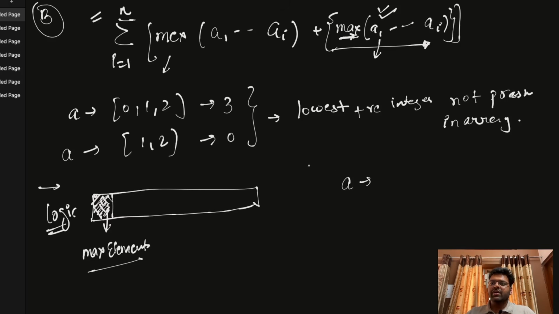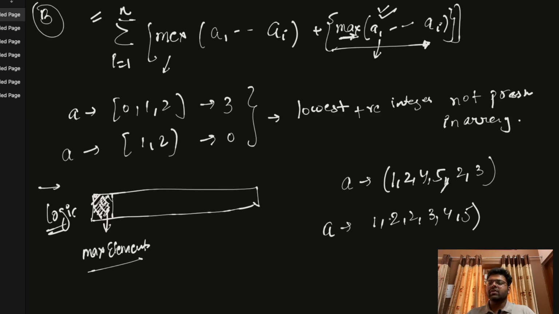We are able to think of it like that. Let's suppose our array is 1, 2, 4, 5, 2 and 3. Now if I sort this array, it becomes 1, 2, 2, 3, 4 and 5. This is how our array looks.